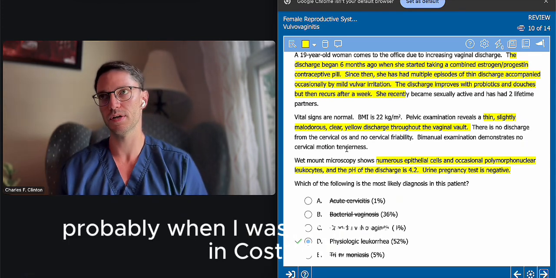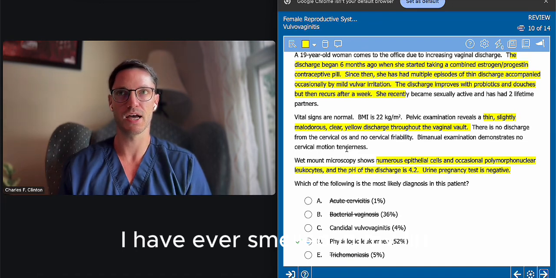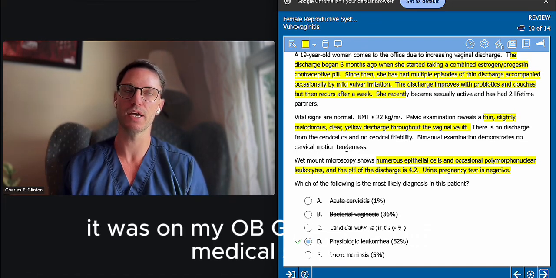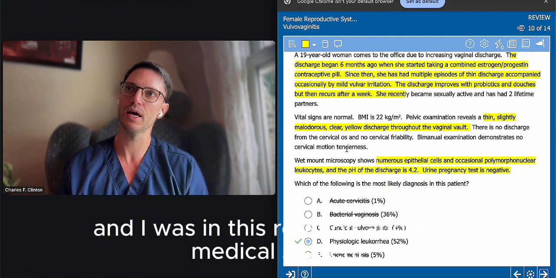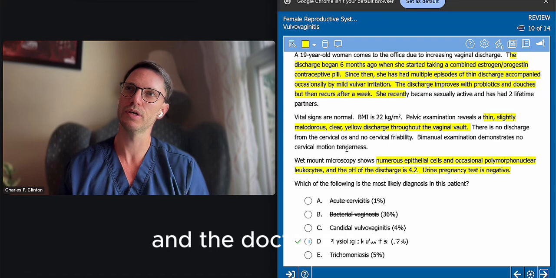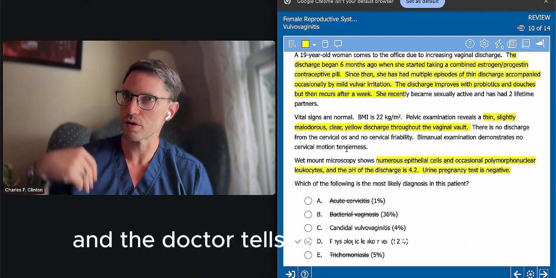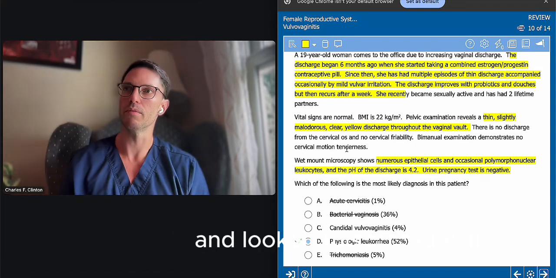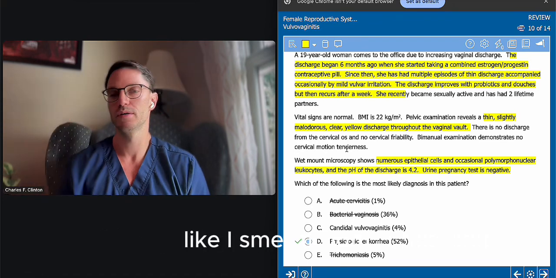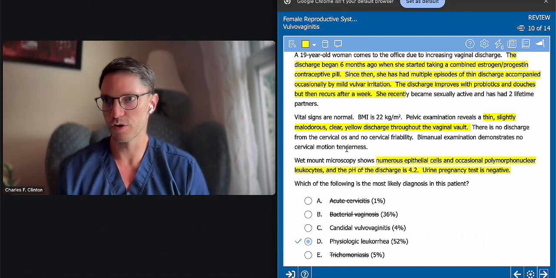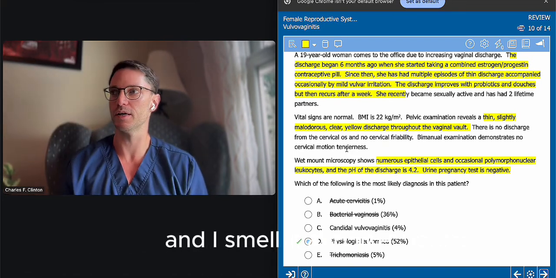When I was a medical student in Costa Rica, if you ask me what is the worst smell I have ever smelled in my life, it was on my OBGYN rotation, many years ago. The doctor was seeing the patient with the speculum, and he told us to come closer and look at this. He also told us to smell it. I did understand that good physical examination involves smelling different humors or liquids that come from our body. And I smelled it.